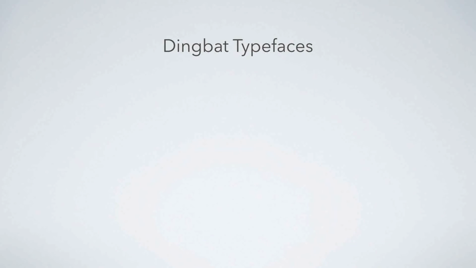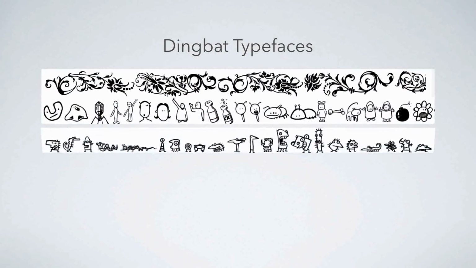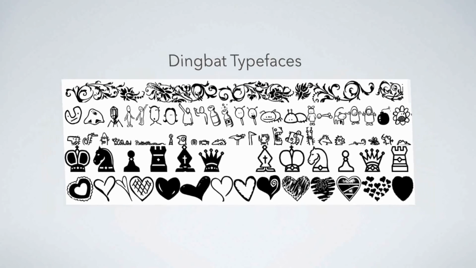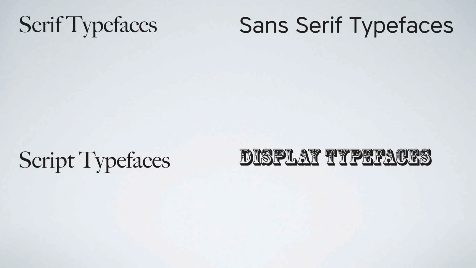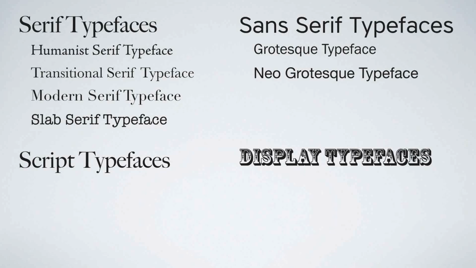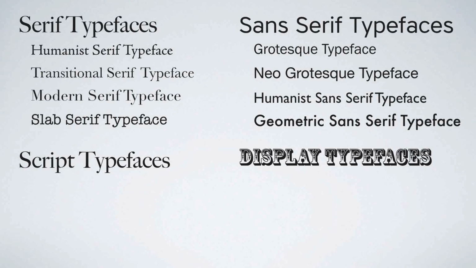The last kind of typeface we'll look at is the dingbat typeface. These typefaces are used to make graphical elements easier to use multiple times with just one loading of a font. So not technically a category of type or using letters or anything, just graphical elements. So there you have it, guys, the basic categories of type. Serif typefaces are humanist, transitional, modern, and slab. Sans serif typefaces can be grotesque, neo-grotesque, humanist, and geometric. Script typefaces can be formal or casual, and you also have display typefaces.